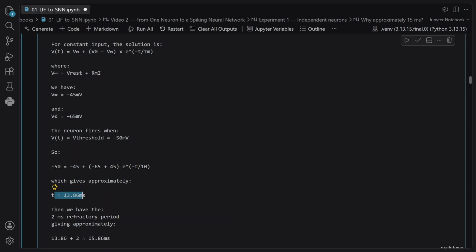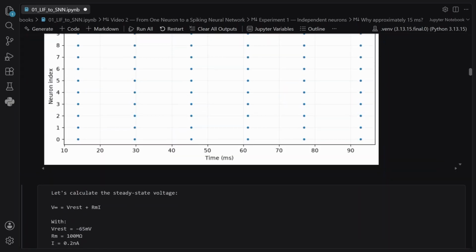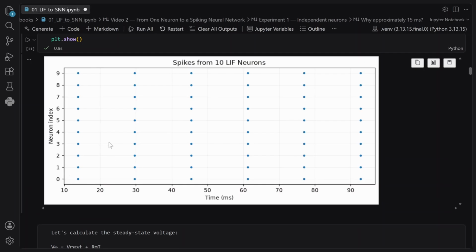We also have a 2 millisecond refractory period, I believe. So that will give us approximately 15.86 milliseconds. That is where the gap is coming from. You don't need to understand the math 100%, but just have a general idea how and where this time is coming from.